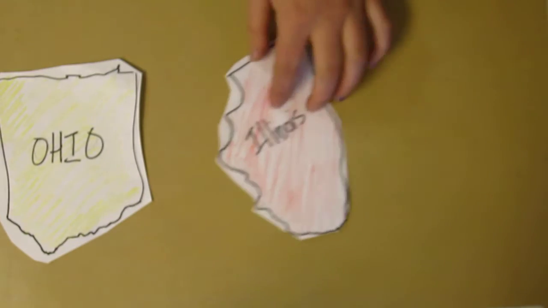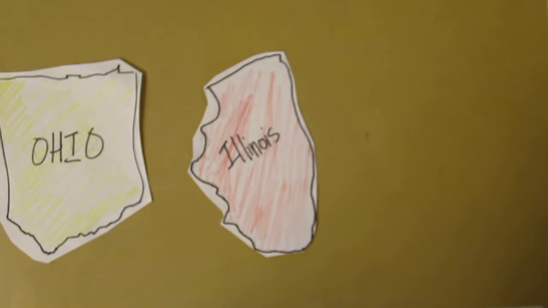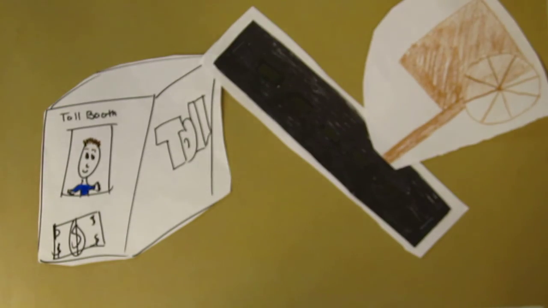It went from West Virginia through Ohio and Illinois. Soon after that, it became a toll road. This is because of the smooth roads, which made it easier to travel and transfer things, bringing in money.